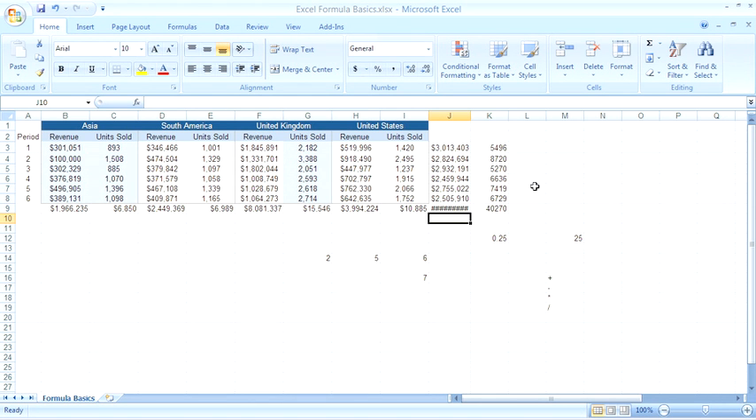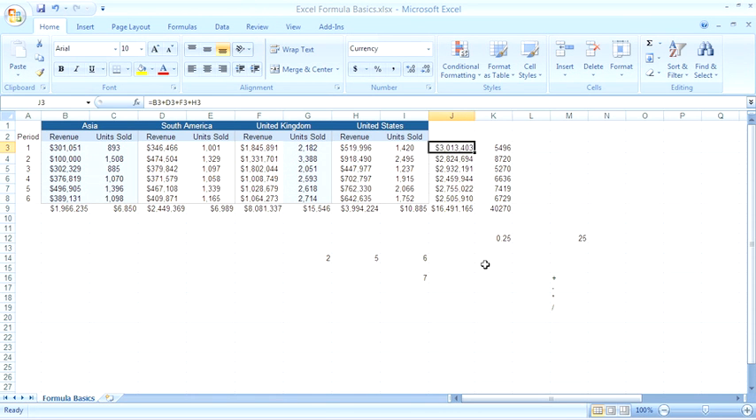So I've copied this formula all the way down. Now as you can see here, I've got number signs here. All this means is that the column is not wide enough to fit the number. I can quickly remedy that by making the column wider, double-clicking on the line there. So let's look at the formulas now.